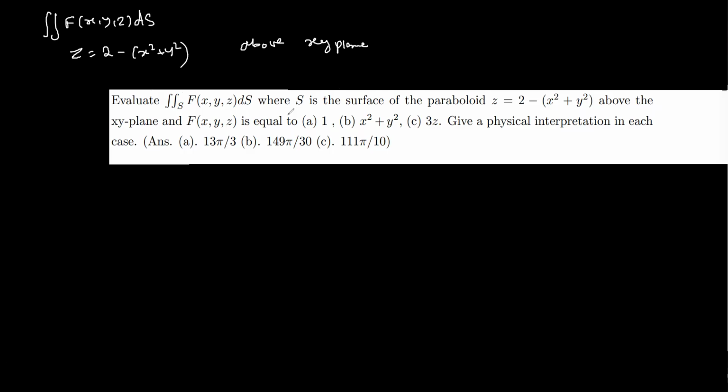Okay, and here three questions are asked. In the first question, F(x,y,z) is 1. In the second question, F(x,y,z) is x square plus y square. And in the third question, F(x,y,z) is 3z. Okay, so let's start to solve this.